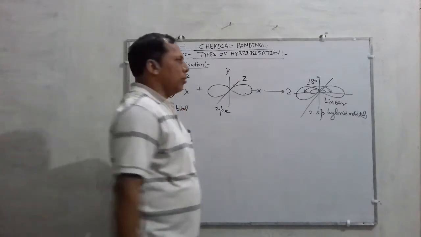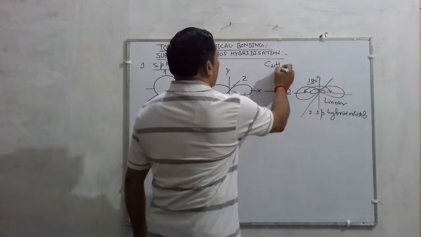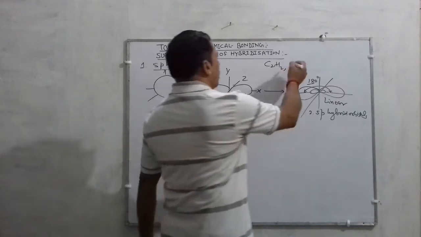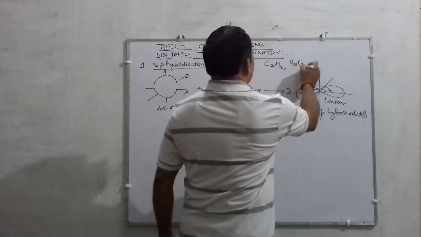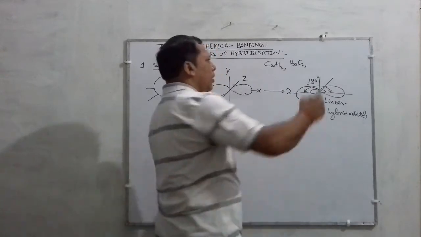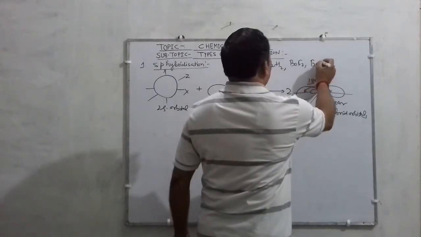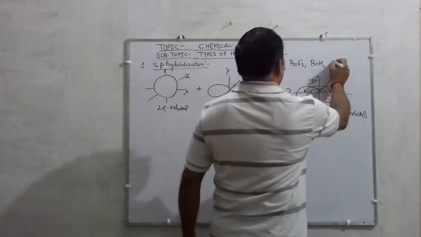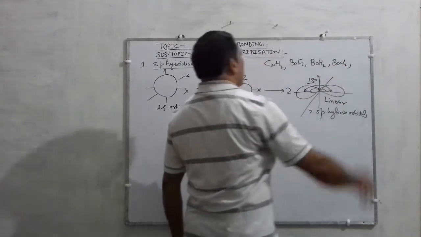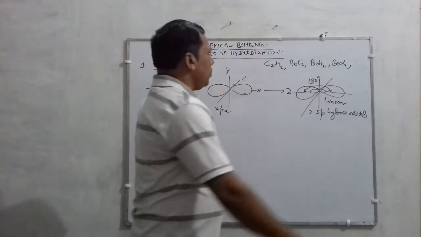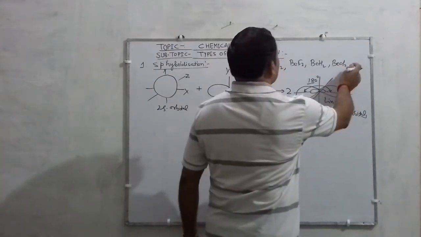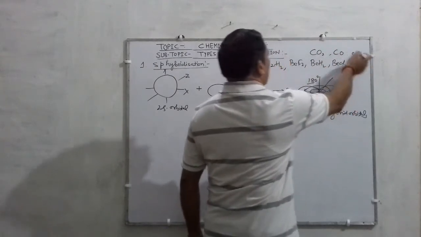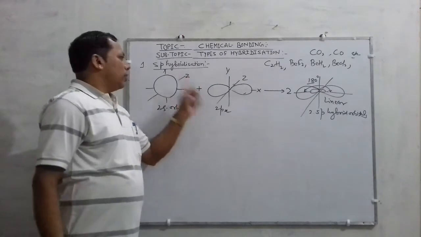Good examples of sp hybridization are C2H2, called ethyne or acetylene. Another simple example, BeF2, beryllium fluoride. Similarly, you have heard the name of BeH2, called beryllium hydride. Similarly, beryllium chloride and CO2, carbon dioxide, and CO, etc. These are some good examples of sp hybridization.